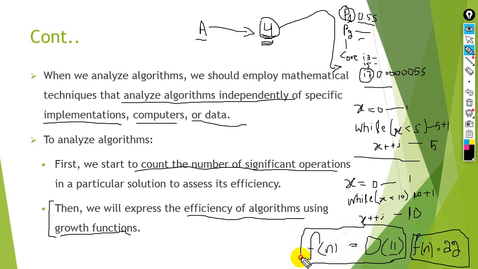Inshallah, in the coming lecture we will find the time of sorting algorithms and searching algorithms, and then we will express them using different growth functions. Okay, so it is enough for this slide. Inshallah, in the next lecture we will discuss some more about analysis of algorithms and growth functions.